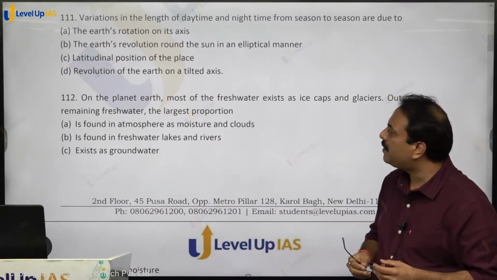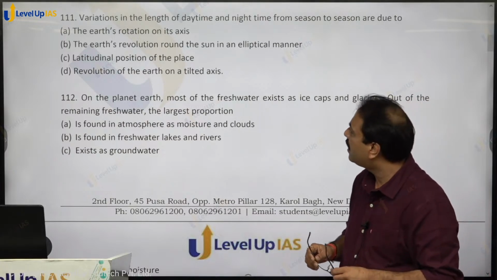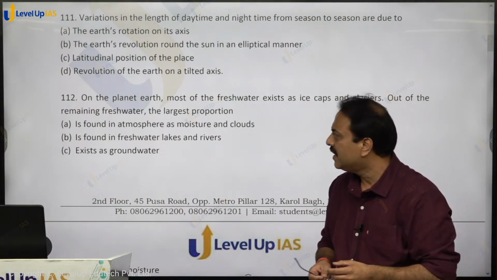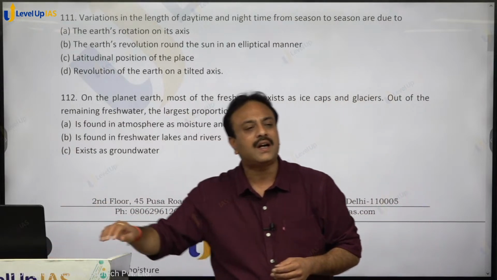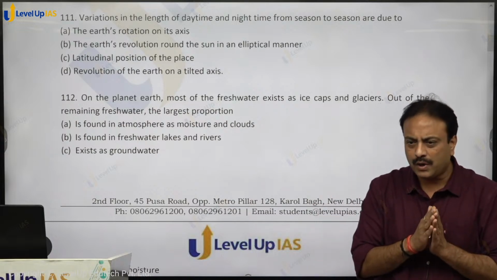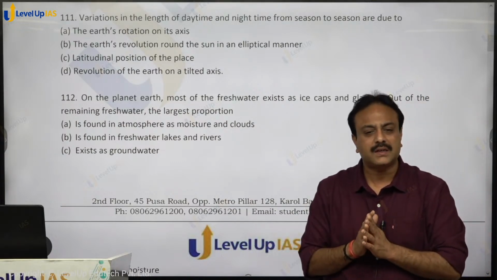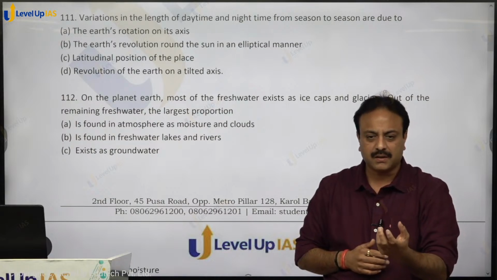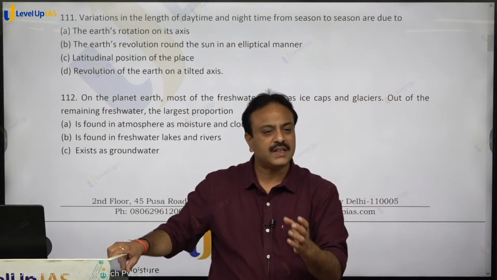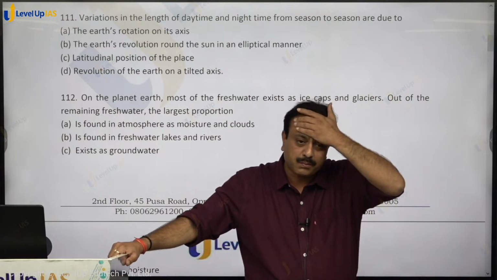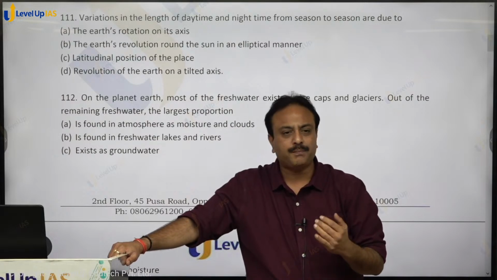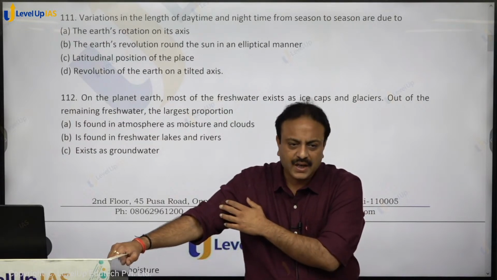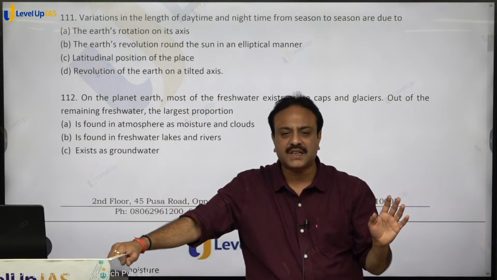Variation in the length of daytime and nighttime, it is due to Earth's rotation, revolution around the sun in an elliptical manner, latitudinal position of the place, or revolution of the Earth on a tilted axis. And the correct answer is revolution of the Earth on a tilted axis. Why? When on a tilted axis Earth is revolving around the sun, then due to the tilt, on one side of the sun, imagine any side, a particular pole of the Earth, be it North Pole or South Pole, faces the sun, or is inclined towards the sun, and the other pole is away from the sun or is on the opposite side of the sun. So the hemisphere which is on the opposite side of the sun experiences winter season, and the hemisphere which faces the sun experiences summer season.